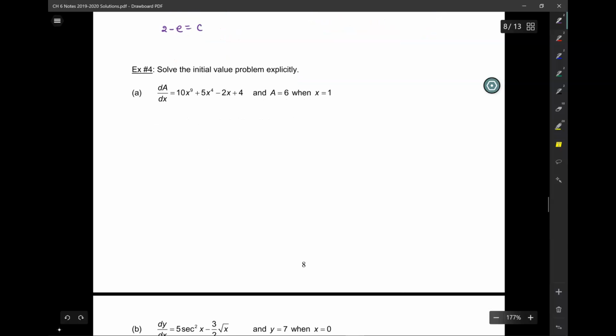All right. Take a look at this one. The initial condition is given to you in different form, but it's the same exact thing. So we integrate dA. First you separate. dA is equal to 10x to the 9 plus 5x to the 4 minus 2x plus 4 dx. So integral of dA is the integral of the other one. This is A equal to x to the 10 plus x to the 5 minus x squared plus 4x plus c.